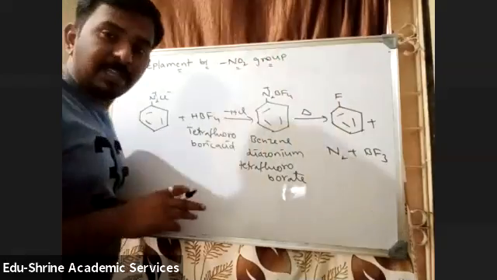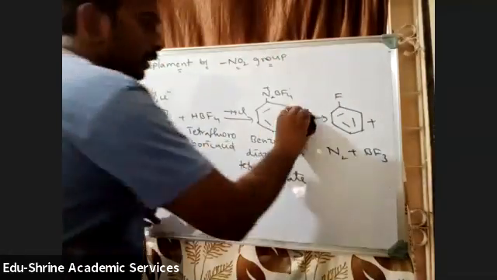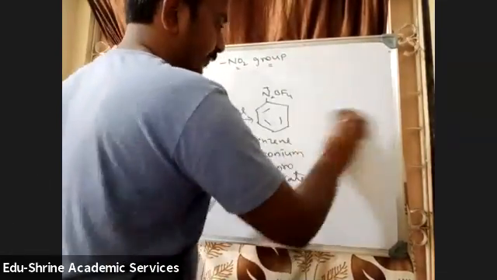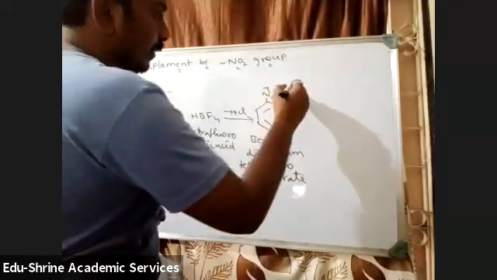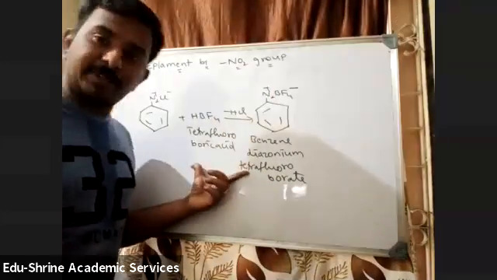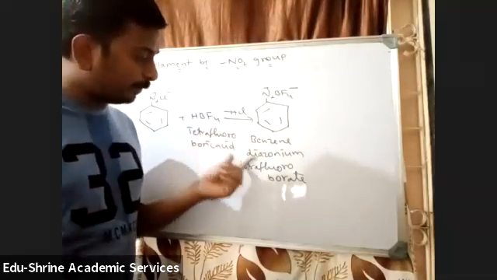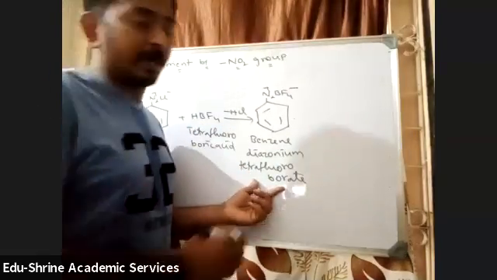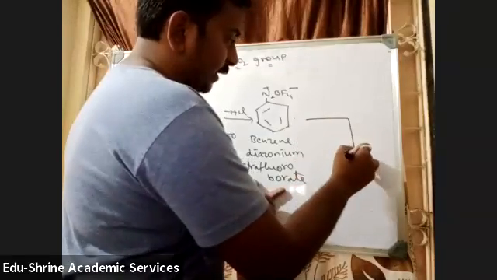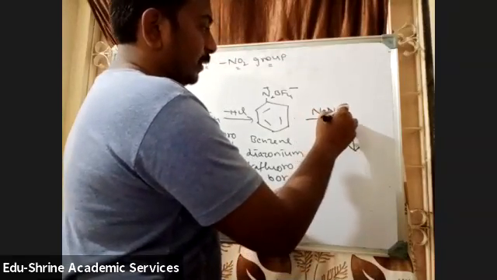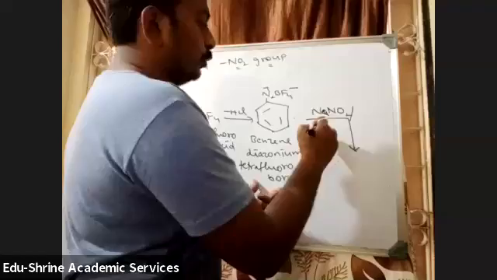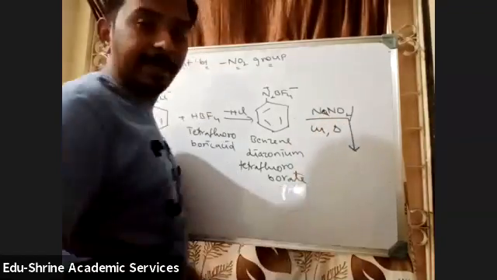For replacement by NO2 group also, the process will be the same till here. So benzene diazonium chloride, you will react it with HBF4. You will be getting benzene diazonium tetrafluoroborate. Then the next step will be a different step: by reaction with NaNO2 in the presence of copper and heating.